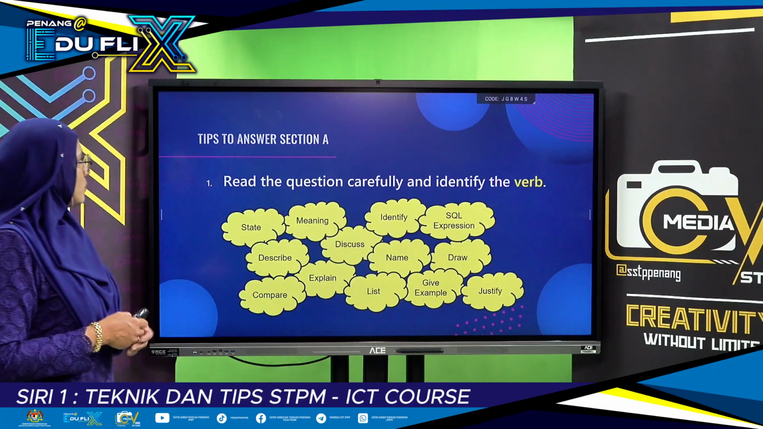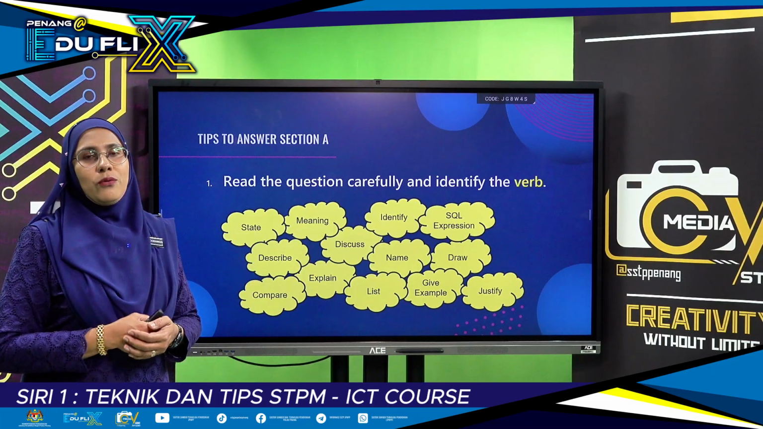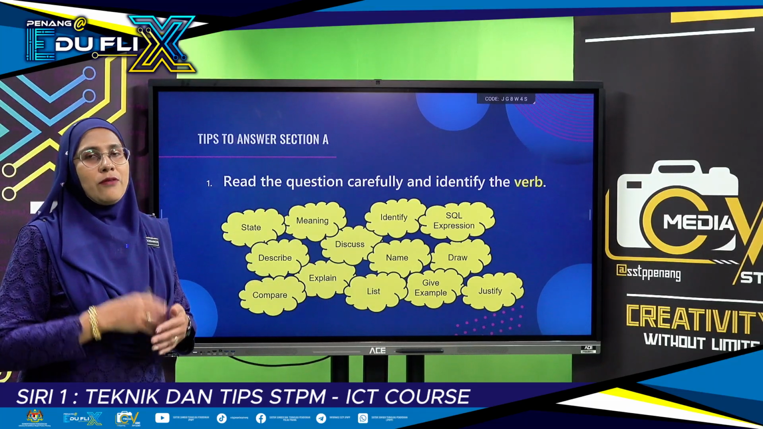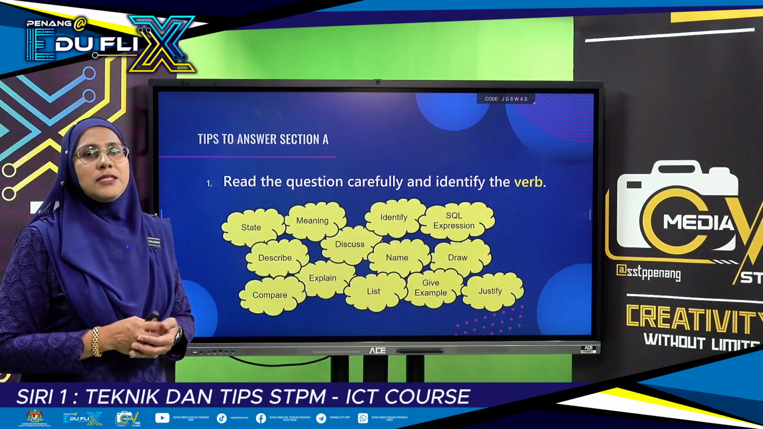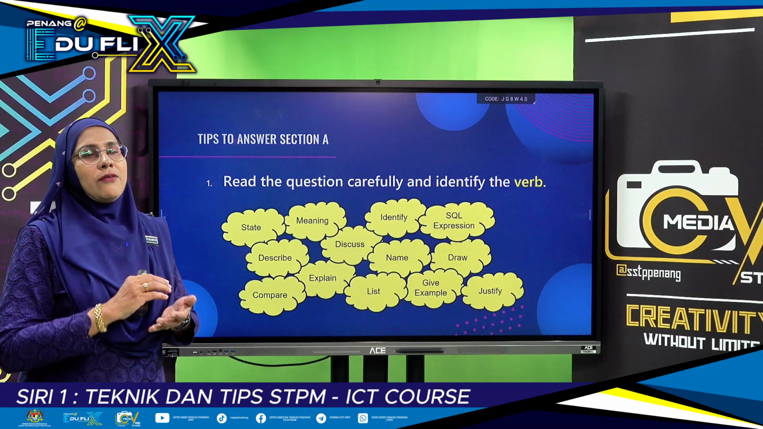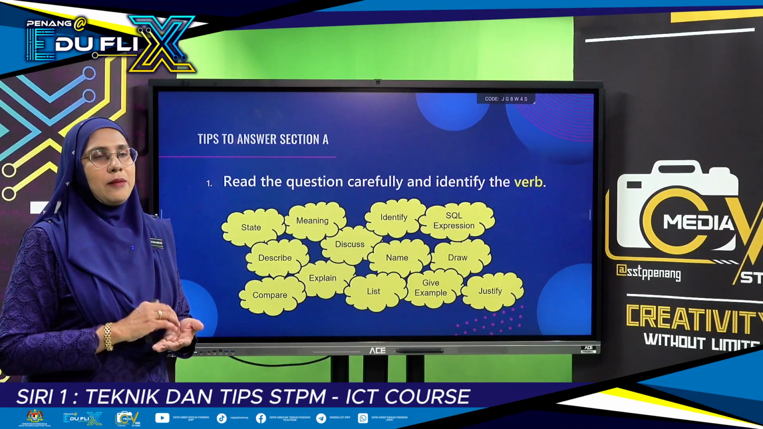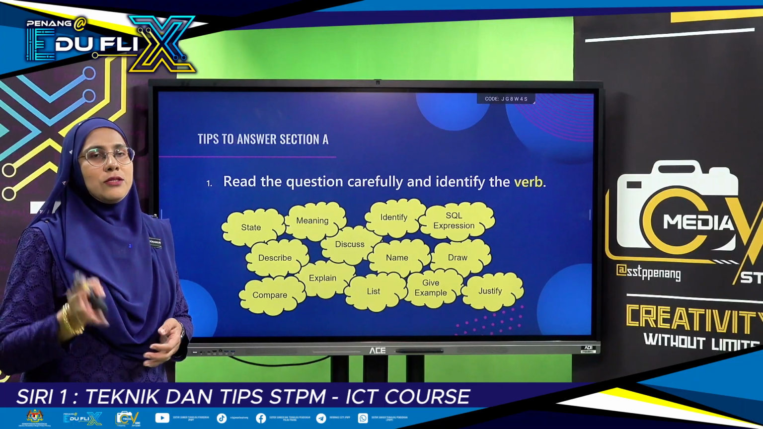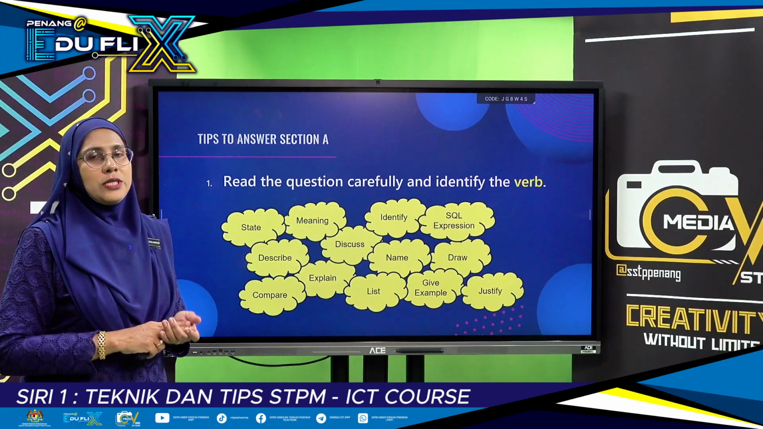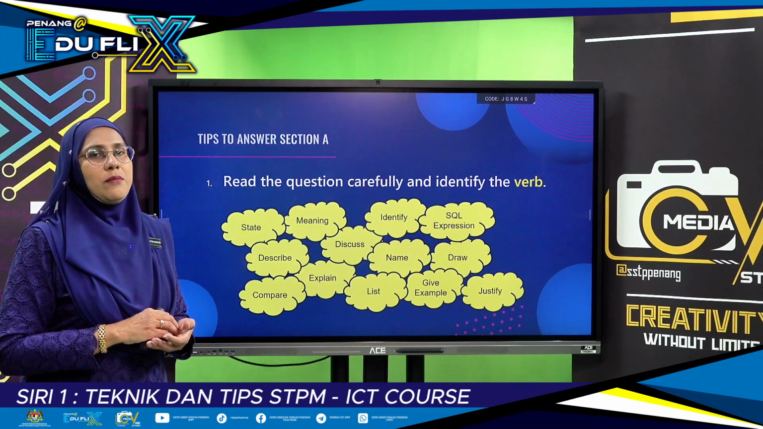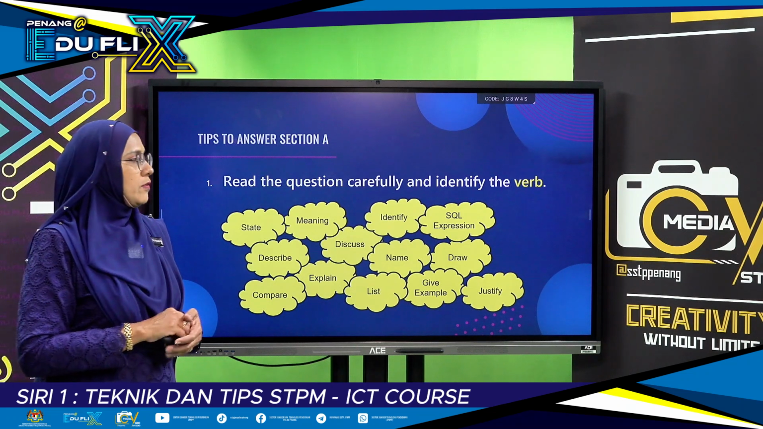All right. So as you all know, for the STPM paper, we have two sections, A and B. Section A, we have 5 compulsory questions and marks given 35. And section B, you have 2 questions and you have to choose one. 15 marks for that and altogether 50 marks.